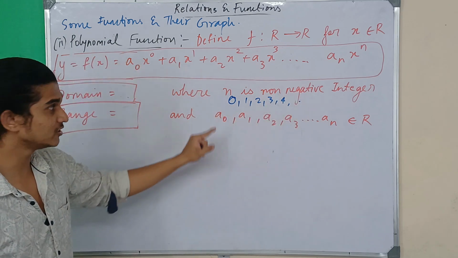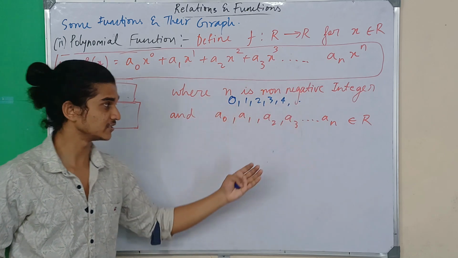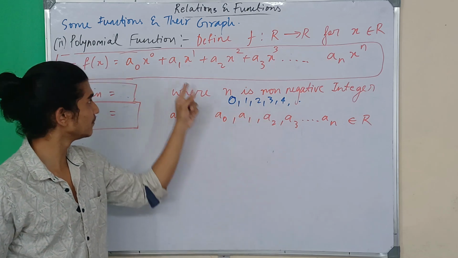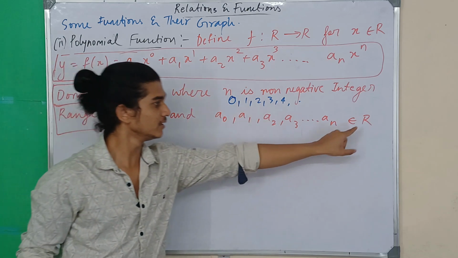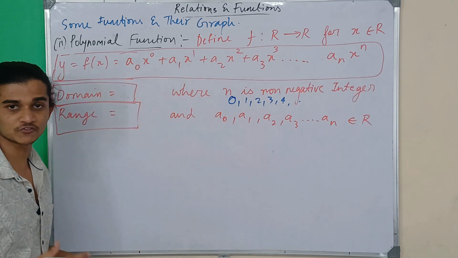The power should always be either 0, 1, 2, 3, 4, 5, 6, all the way up to plus infinity. It should always be a non-negative integer. Whereas the coefficient could be any number. It could be any real number. So the domain and range of this function changes from power to power.